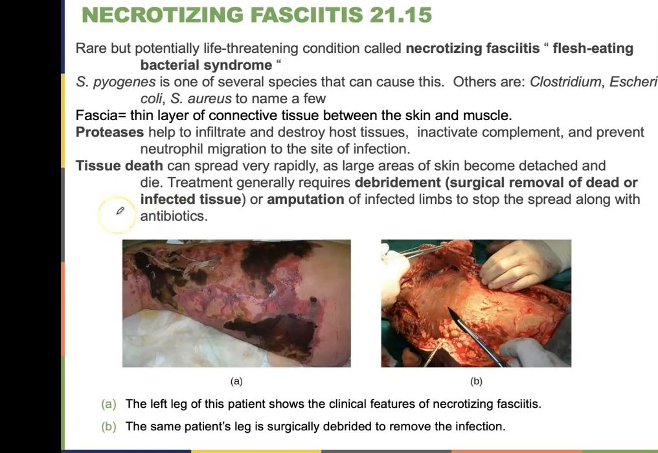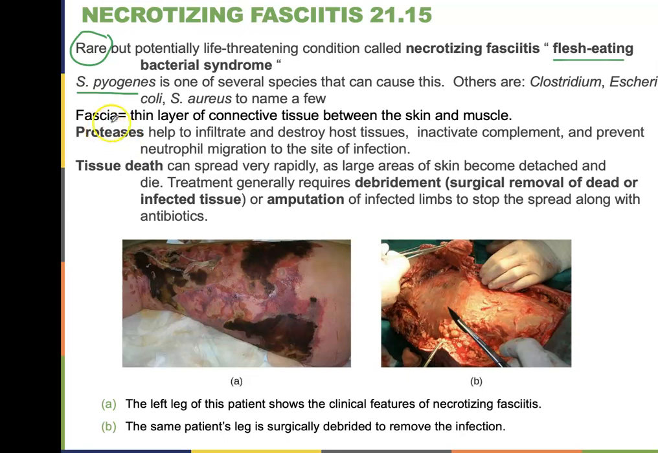This is probably the most severe infection of Strep pyogenes, and it has been sensationalized as the flesh-eating bacteria, or flesh-eating bacterial syndrome. It's rare, but you can see how awful it is, and it is potentially fatal. We will talk about this again with Clostridium perfringens, but they are going to infect the skin, go deeper, and really eat away at your tissues and kill the cells.